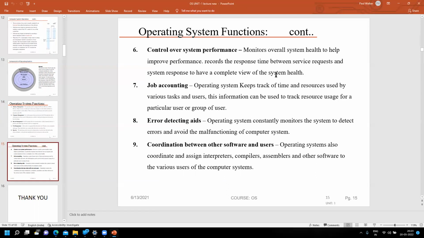It keeps track of every activity of the system and the resources that are equally allotted to the users. Error detecting aids. If any error occurs during the execution of a program, it is capable of avoiding malfunctioning of the computer system. It coordinates several other software and assigns the users in a corrective manner, and assigns interpreters, assemblers, compilers, and other software in an effective manner.